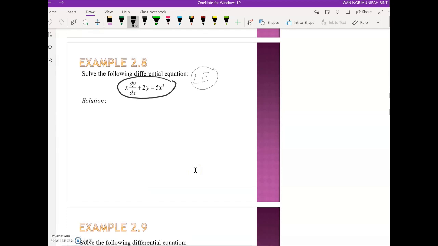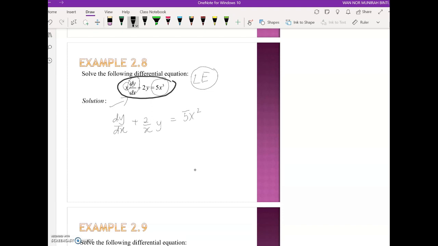In order to solve, again, you need to make sure that the coefficient of dy dx is just 1, so you need to divide both sides of the equation by A. Your A here is x, so we have dy dx plus 2 over x y equals, on the right-hand side, 5x cubed over x, so that you have 5x squared.